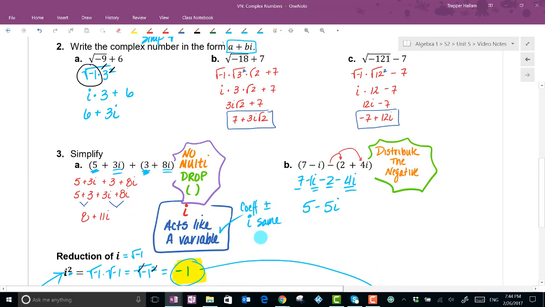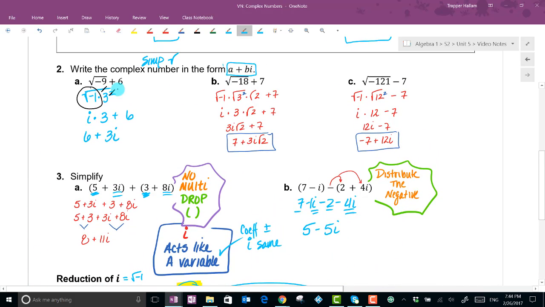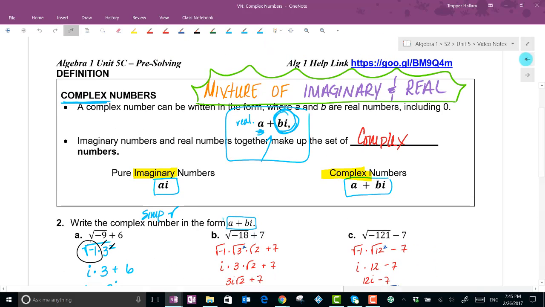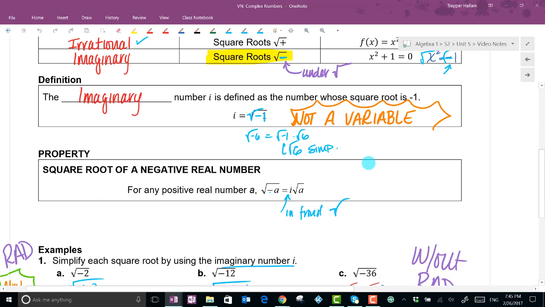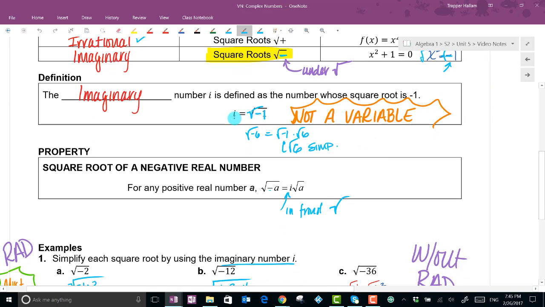Okay, we also talked about complex numbers, putting them in the correct form, right? The complex number form, a plus bi. And we also talked about how they add together, or like terms of complex numbers, if you will, real numbers with real numbers and imaginary numbers with imaginary numbers. On the front page, let's just review. We talked about our number sets and how we got there, and exactly what an imaginary number is, which is the square root of -1, and we call it i.